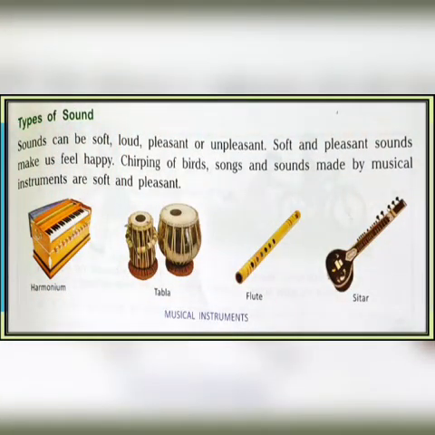Some sounds are pleasant and some are unpleasant. Let us now know about types of sound. Sounds can be soft, loud, pleasant or unpleasant. Soft and pleasant sounds make us feel happy, for example sounds made by musical instruments, and chirping of birds.